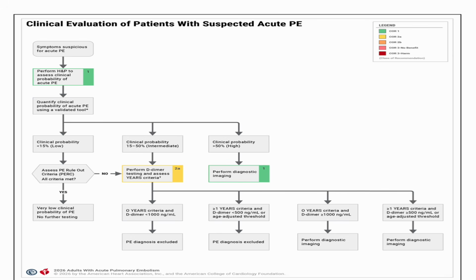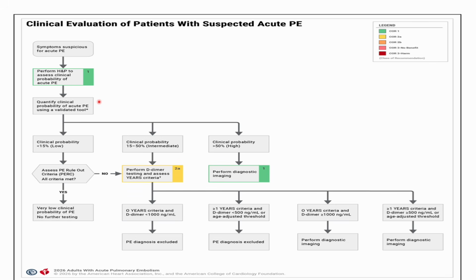Take some time, pause this video and look at this beautiful flowchart. I'll be spending a lot of time on this flowchart with my patient scenario so that you can understand it much better. So, when we are looking at a patient with symptoms suspicious for acute PE, as I said, it's important, according to this guideline, to do a history and a physical exam and try to look at the probability of our differential for pulmonary embolism.